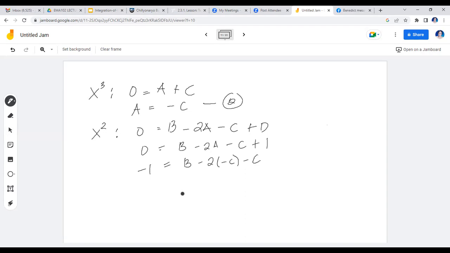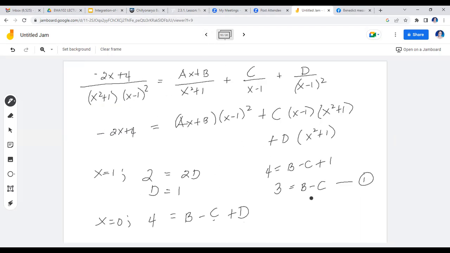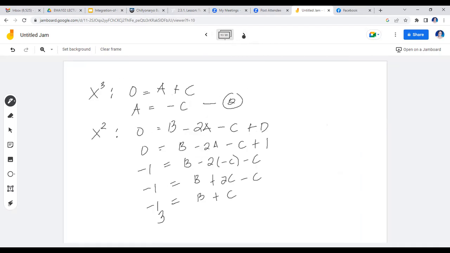I have negative c. Now what happens is you'll have negative 1 is equal to b. Negative 2 times negative c is plus 2c, and I have here another c. So negative 1 is equal to b, and 2c minus c is c. Okay? Now, what will I do with this negative 1 equals b plus c? I will use it together with this equation 1, which is 3 is equal to b minus c. So I'll place here 3 is equal to b minus c. So it depends on what method you will use. You will still eliminate either of the two variables b and c.